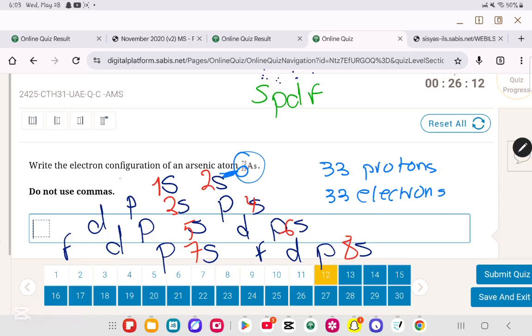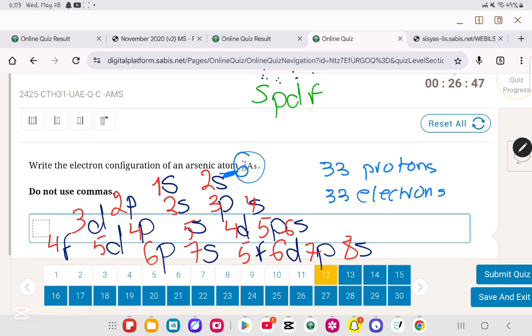You have P, but P is in the second level, so it will start with 2. So 2, 3, 4, 5, 6, 7. Then you move on to D, but D is in which level? It's in the third level, so it's gonna start with 3. So 3, 4, 5, and 6. And then finally you have F. F is in the fourth level, so it's gonna start with 4, so it's gonna be 4 and 5.